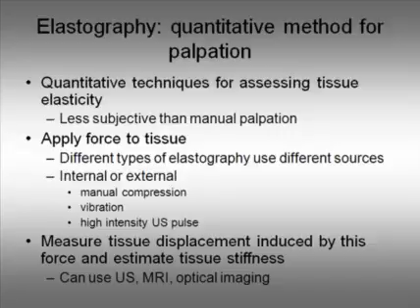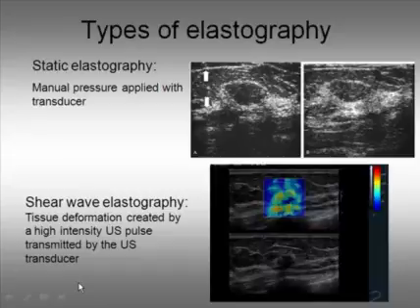How do we do it? Well, quite simply, you apply force to the tissue with either an external device, typically the transducer itself, or you can apply that force to the tissue internally by sending some sort of a vibration or pulse through the tissue, and again, typically using the transducer itself. Once you have applied force to the tissue, you simply measure the tissue displacement induced by the force, and based on the degree of displacement, you can estimate tissue stiffness. The imaging modality that you can use to do this can be ultrasound or MRI or optical imaging. Most typically, ultrasound is used for elastography.